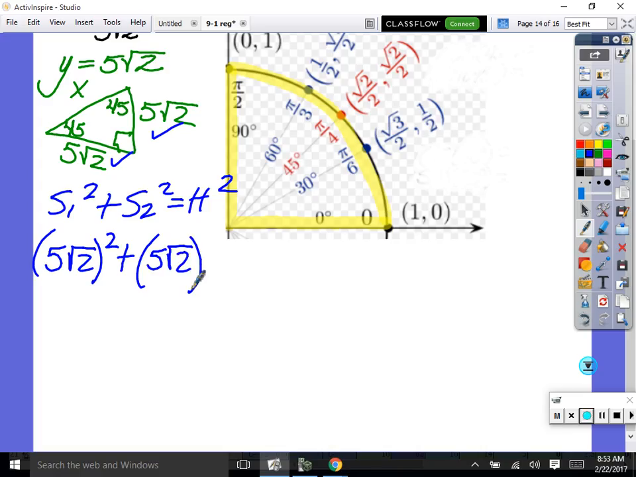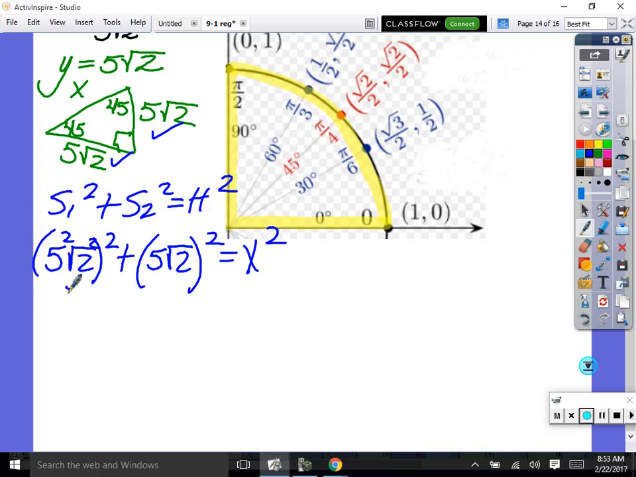5 root 2 all squared equals our x squared. So our hypotenuse is x. Solve for x. So you would do 25 times 2, wouldn't you, right, guys? Because it's 5 squared and root 2 squared. We're not going to make that tragic mistake.